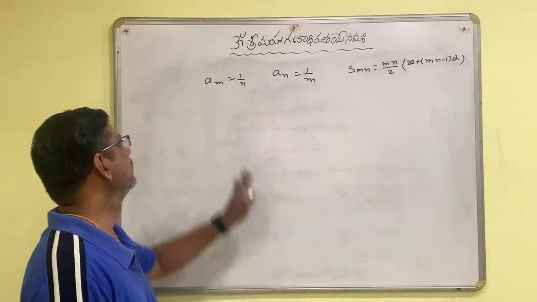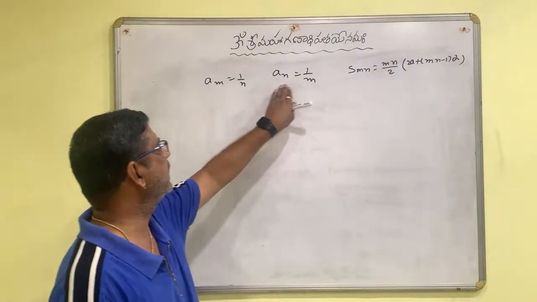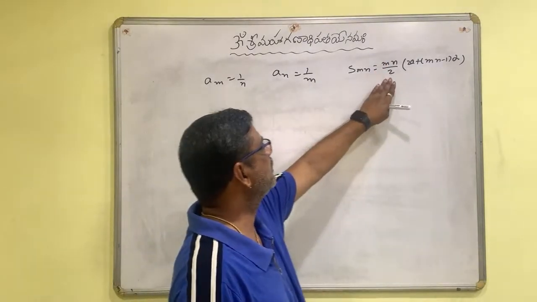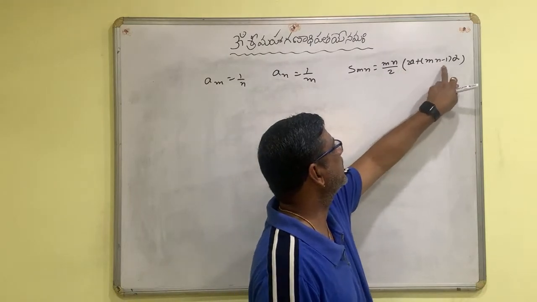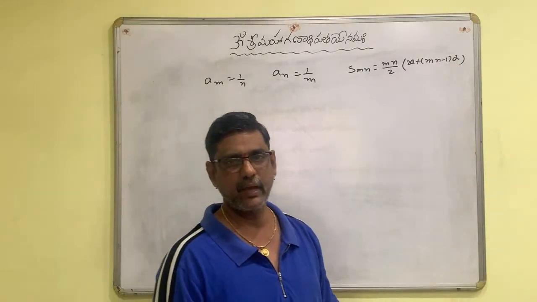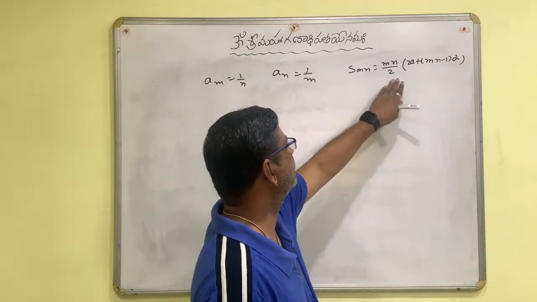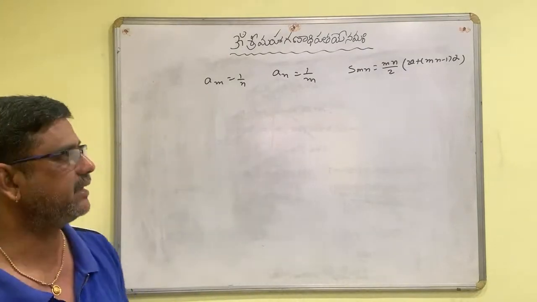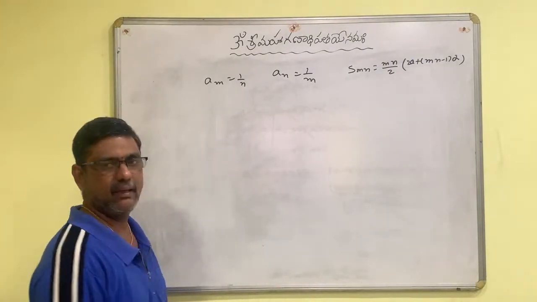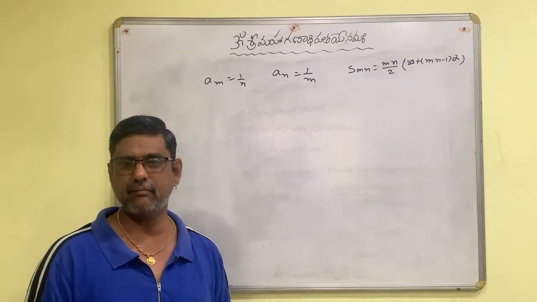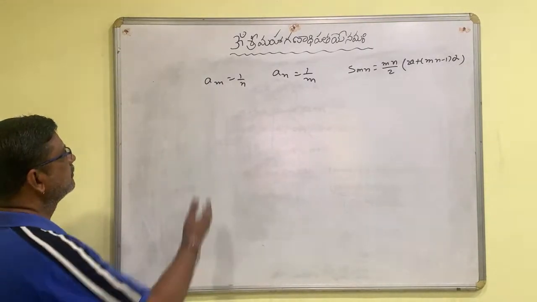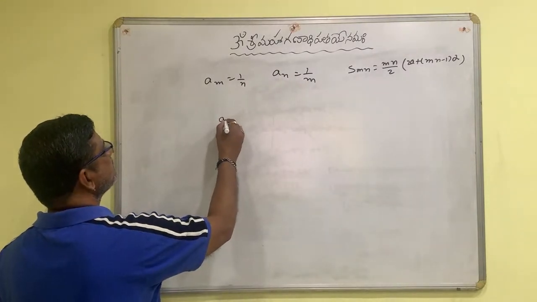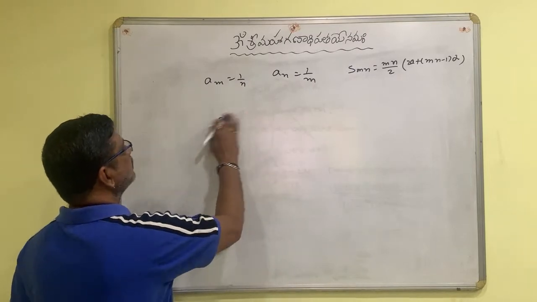So, Am is given 1 by n, An is given 1 by m, we need to find out Smn. Smn means mn by 2 into 2a plus mn minus 1 into d. Okay. So, in order to find out this, first we have to find out what is a, what is d. From where we can find out a and d? From these two equations. So, what is Am?